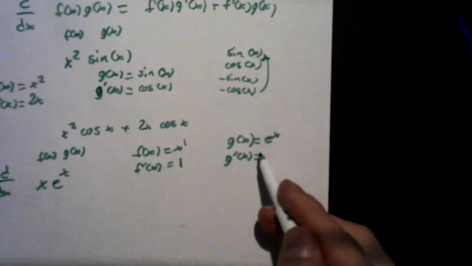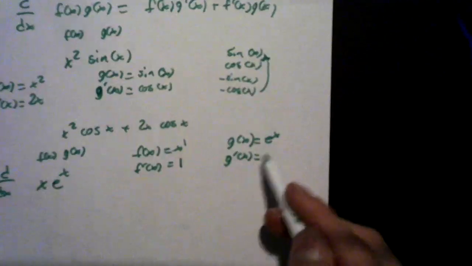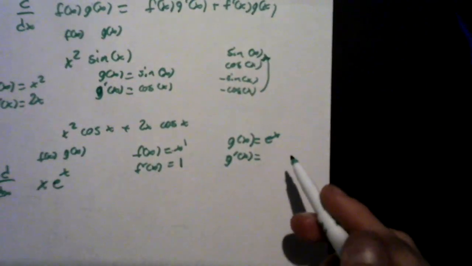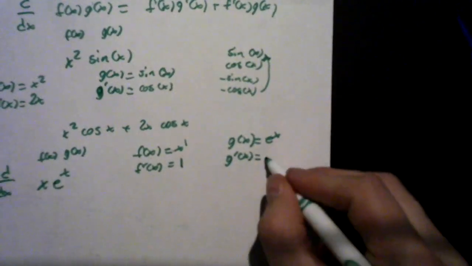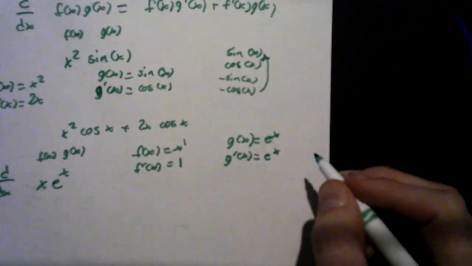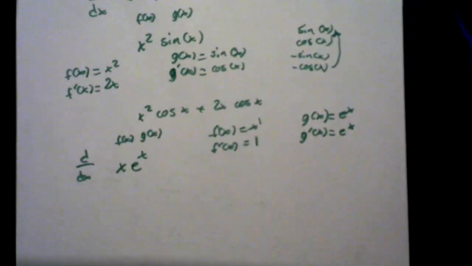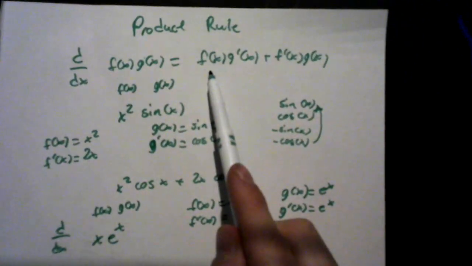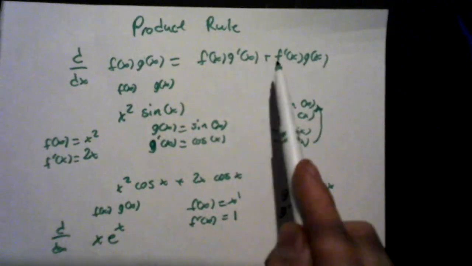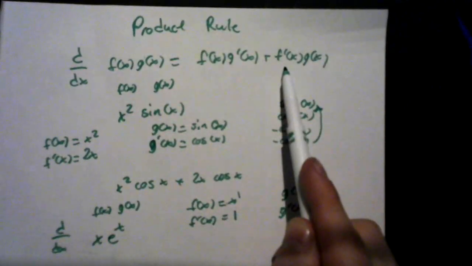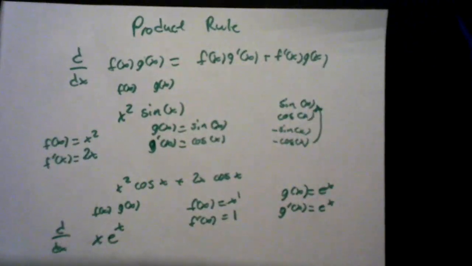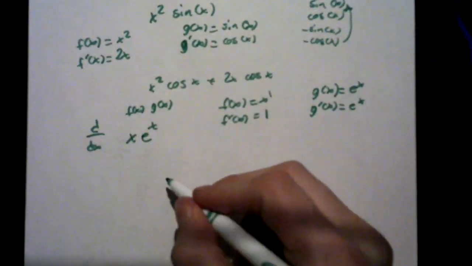Now for the derivative of g of x, e to the x is its own derivative and antiderivative. So it's just e to the x. So using the equation of f unchanged times g prime plus f prime times g unchanged will give us that.